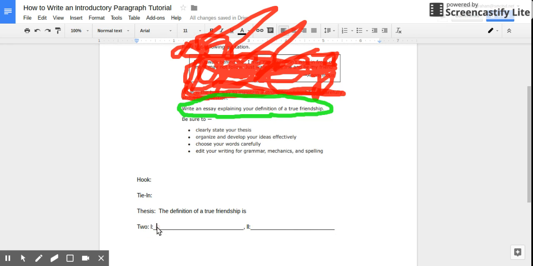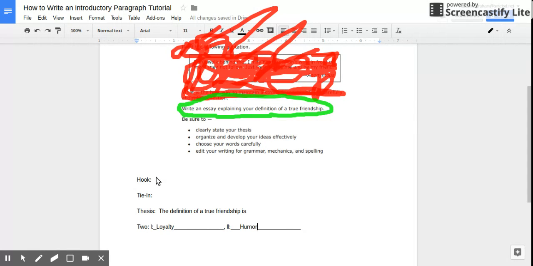For me, for example, I'm going to choose loyalty because I think we can all agree that's a pretty big deal. And then over here, I'm going to choose humor. I think you need to be able to laugh with your best friend. So here we now have so far the definition of a true friendship is loyalty and humor. Okay? Now we go back up and we get our hook.